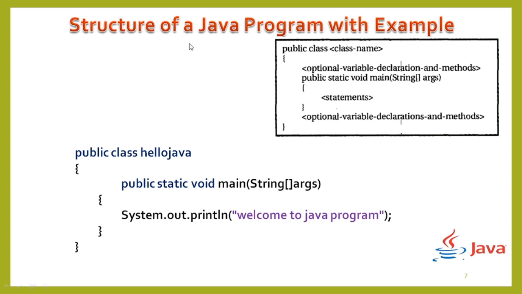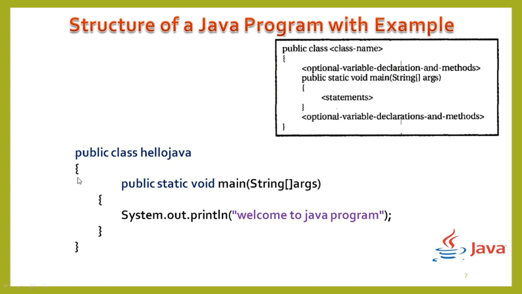In this session, we learn the Java basics part 2. So the structure of the Java program is given here, and I will show you one example in the SkyText editor, how to write a simple Java program. First of all, you write a public class and the class name. Here in our example, the class name is hello Java.